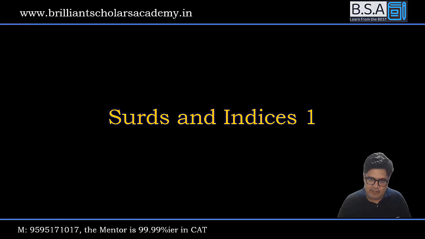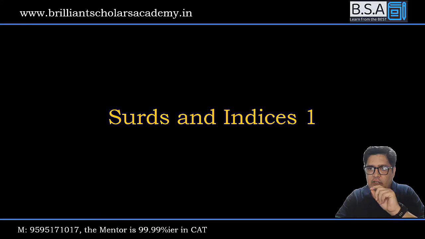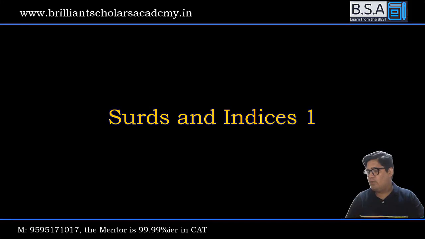Surds and indices. One question can be expected every year in every slot. पिछले 2 सालों से जो questions आ रहे हैं, those have been surds mostly. So we'll cover basic properties of surds, indices, formulas, some shortcuts of finding square roots.